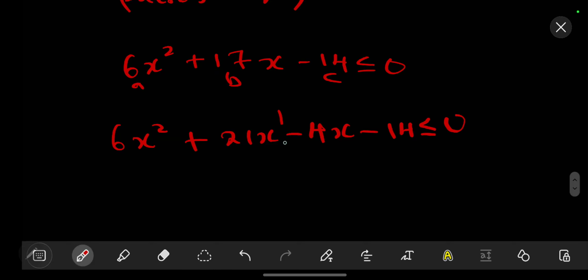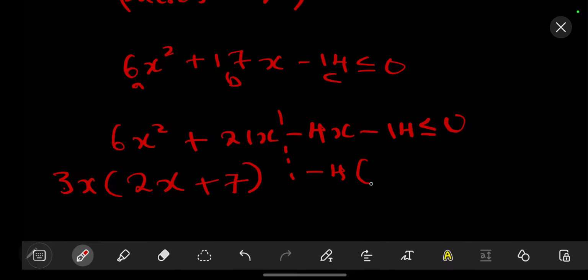So what we are going to do is we are going to factorize this. So here for 6 and 21, what is common is a 3x, like that. Then we are going to have a 6 divided by 3 will give us 2. X squared divided by x will give us x. Then we have plus 21 divided by 3 will give us a 7, like that. Then we have our negative 4, like that. Then we are going to have x minus 14.